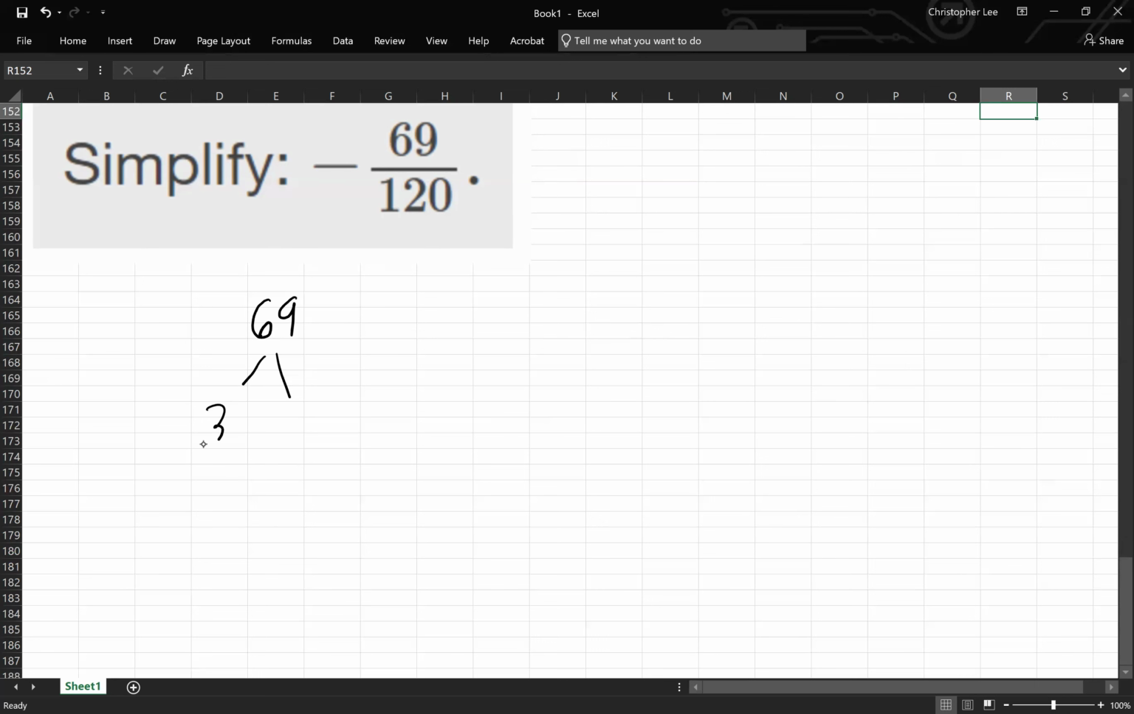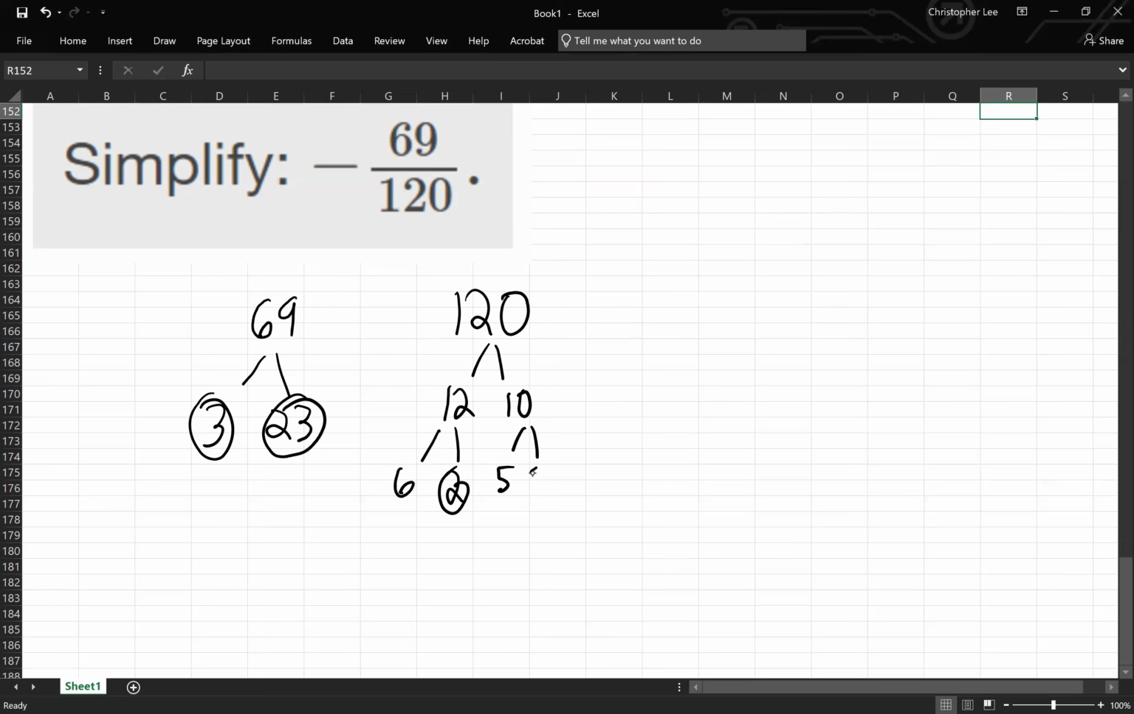3 and 23. That's good. All right. Now, what about 120? 12 and 10. All right, so I heard 12 and 10. What else? Good. The 12 is 3 times 4, and then the 4 can be broken down. That's good. Almost. Wait. So 6 was also 3 and 2, right?